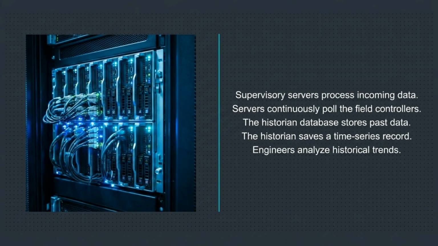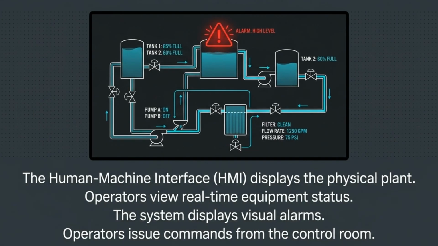Supervisory servers process incoming data and maintain a historian database. This database keeps a time series record of events, which engineers use to analyze long-term trends. The human-machine interface, or HMI, provides a visual representation of the plant. It allows operators to monitor real-time status and issue commands from a central control room.